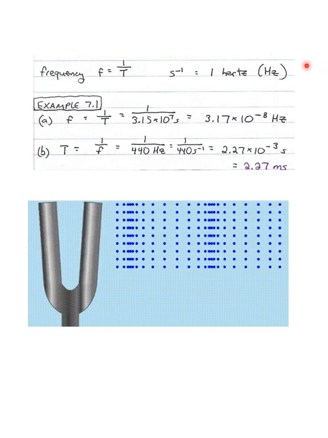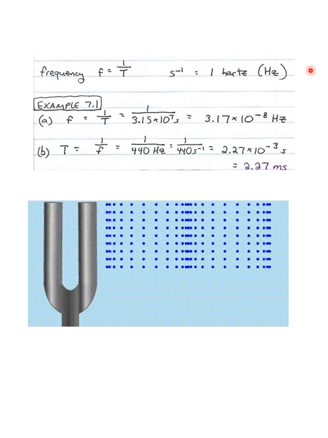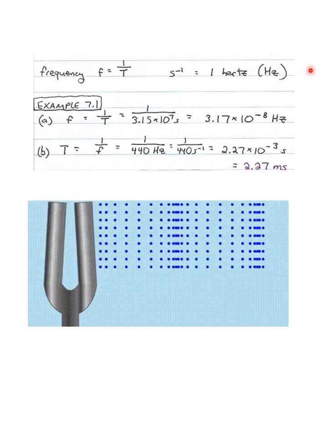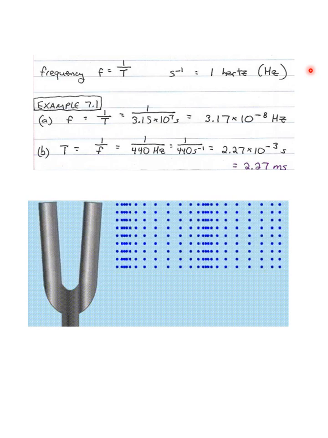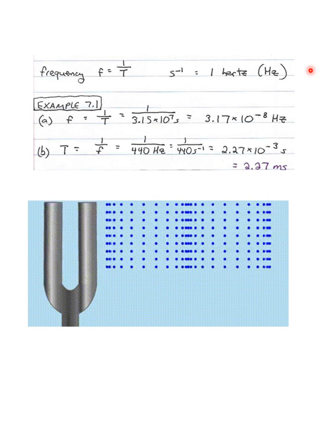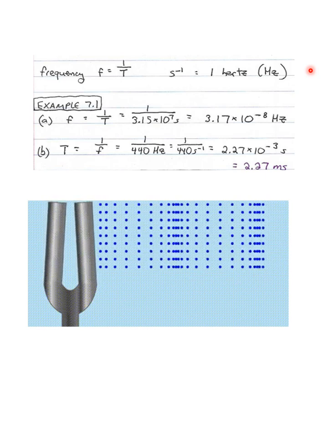So frequency is the reciprocal of the period. Again, think if period is seconds per cycle, frequency is cycles per second. Let's look at an example in the book. Example 7.1 says Earth orbits the Sun every 365 days. Find the frequency of this motion in hertz.